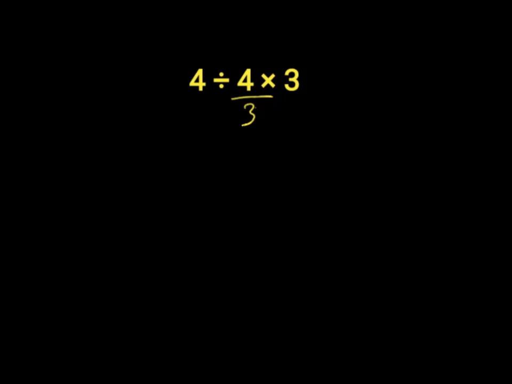4 divided by 4 over 3 times 3. 3 into here 1, 3 into 3 1. Then we are left with 4 divided by 4. 4 divided by 4 will give us 1.